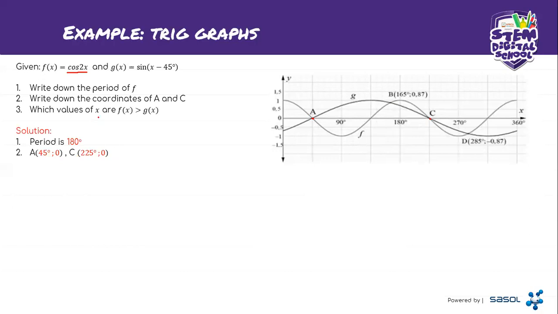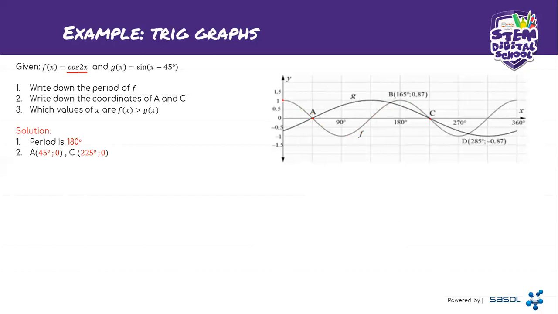Which values of x make f greater than g? The graph of f is the cos graph, and for the graph of f to be greater than g, it must be above the graph of g. Surely it must be above the graph of g. And then where is the graph of f above the graph of g?